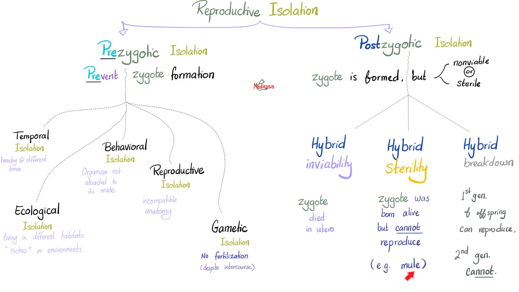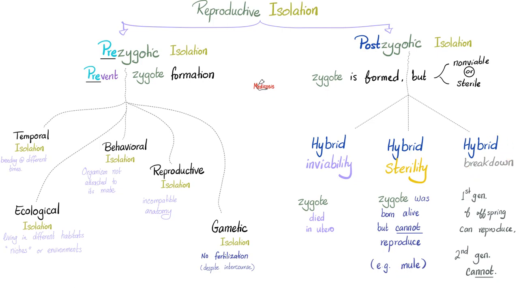Example here is the mule, which is mixing or hybridization of a donkey and a horse, giving you a mule. Yes, it can live. It can grow, but it will not be able to multiply because it has 63 chromosomes, which is an odd number, therefore cannot undergo meiosis. I cannot divide 63 by 2 and get an integer.